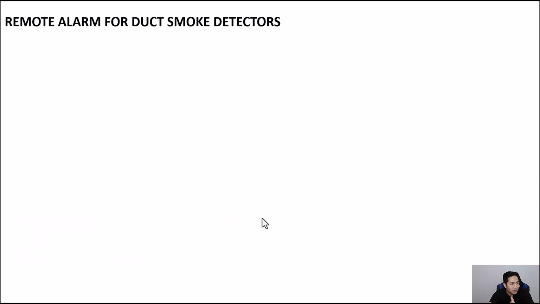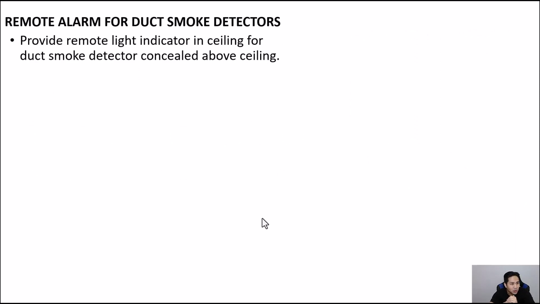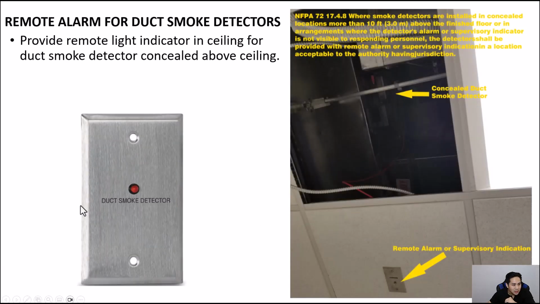So now we'll talk about remote alarms for duct smoke detectors. You have to provide a remote light indicator in the ceiling for duct smoke detectors that are concealed above the ceiling. So they look like this. They will basically be on the ceiling, such as right here in this picture, if the duct smoke detector is concealed above the ceiling. And this is so that it's easy for somebody to see where the location of the duct smoke detector is that was activated.